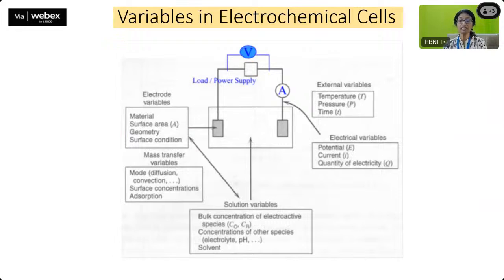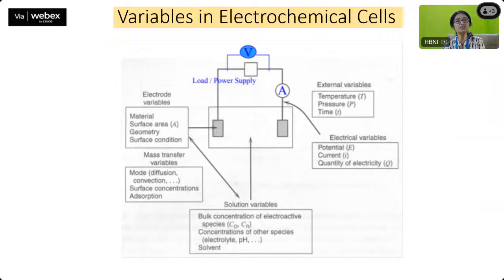And in the internal variables, you have the electrode material. So you have the type of material you're using, the surface area of the electrodes, the geometry of the electrodes, the condition of the surface of the electrodes. All these are nothing but electrode variables. Then you have the solution variables, which are the variables in the electrolyte. So you have the bulk concentration of electroactive species in the electrolyte, the concentration of other species like pH, and the solvent. All these are solution variables. And then of course you have the mass transfer variables: whether diffusion is happening to transfer, whether it's convection, the surface concentration, and whether any adsorption is happening.